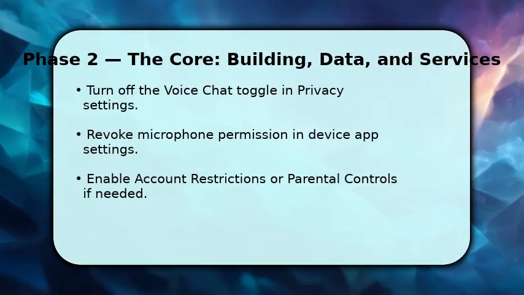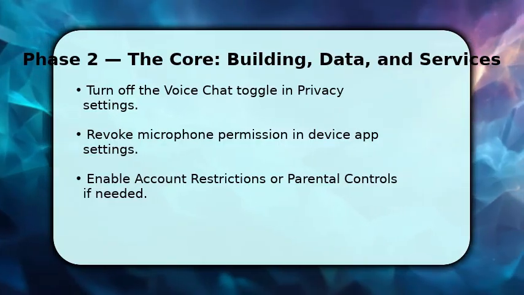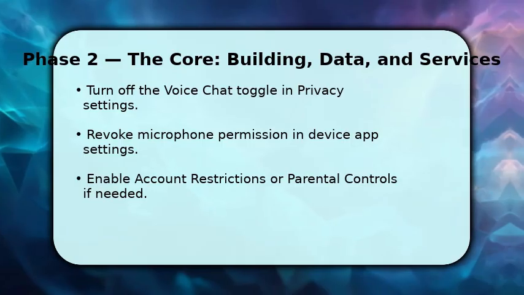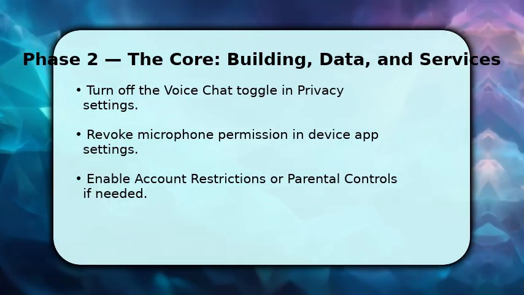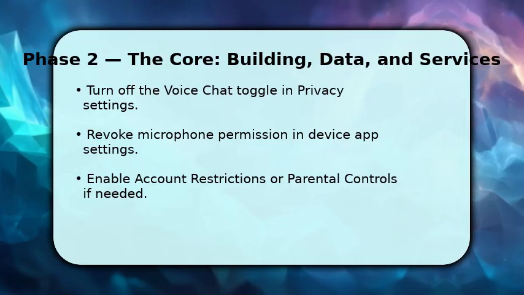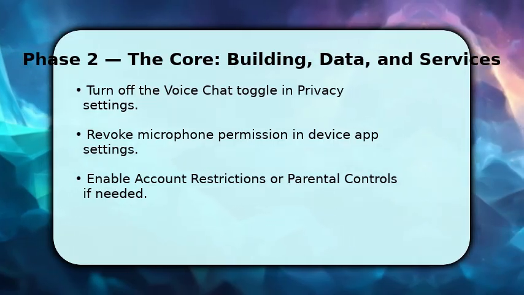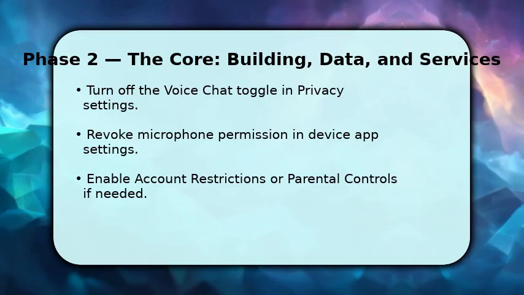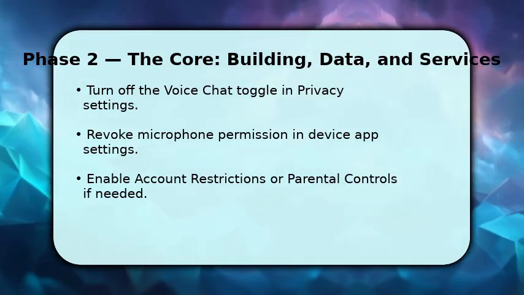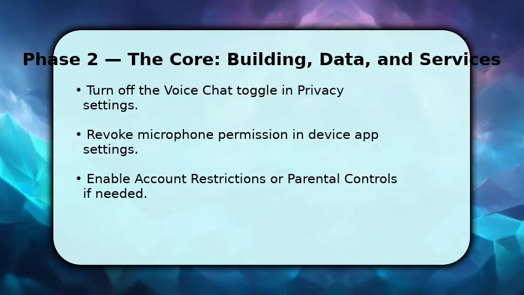Once you're in the Privacy panel, find the voice chat toggle and switch it off. That directly removes in-game voice communication. Then make sure to revoke microphone permission at the device or browser level so apps cannot re-enable capture. On mobile, go to Settings, then Apps, then Roblox, then Permissions, and on PC use Browser Site Permissions or System Privacy Settings.